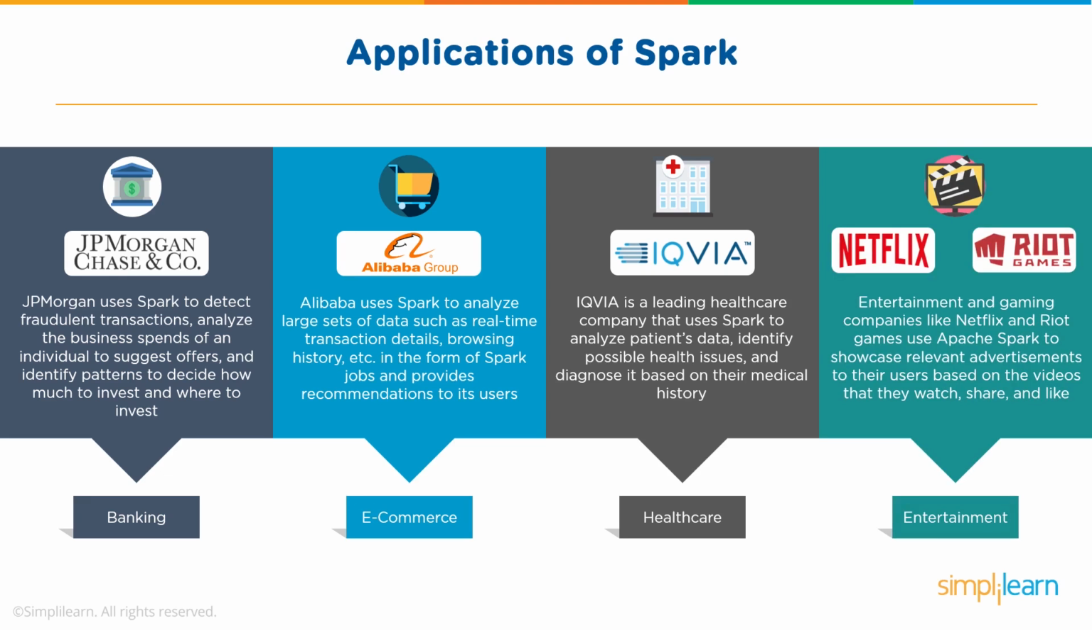You have Netflix, which is known, and you have Riot Games. So entertainment and gaming companies like Netflix and Riot Games use Apache Spark to showcase relevant advertisements to their users based on the videos that they have watched, shared, or liked. So these are few domains which find use cases of Spark, that is banking, e-commerce, healthcare, entertainment, and then there are many more which are using Spark in their day-to-day activities for real-time, in-memory, faster processing.